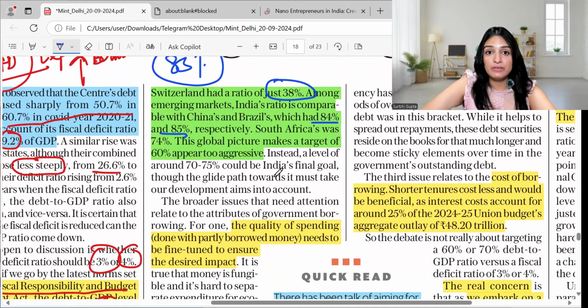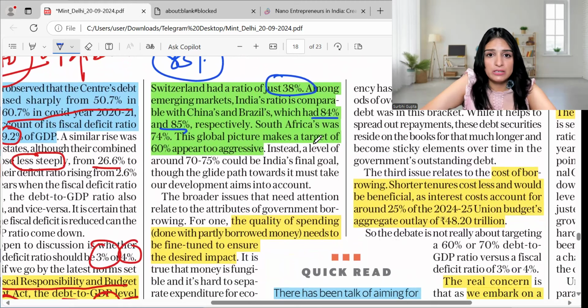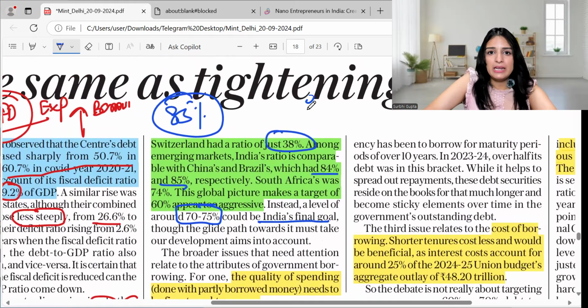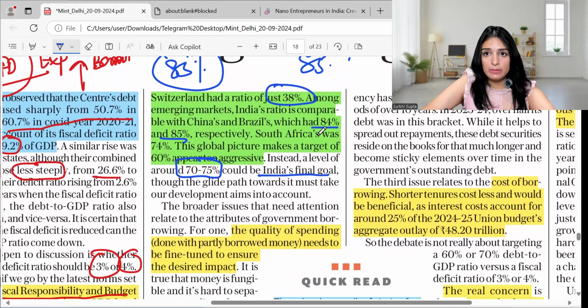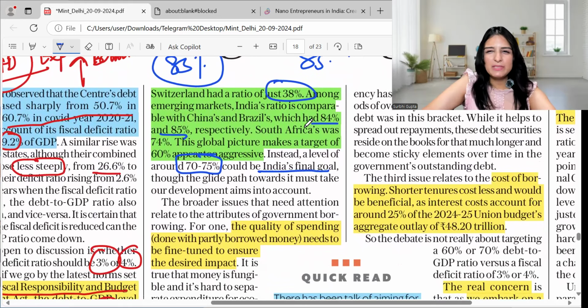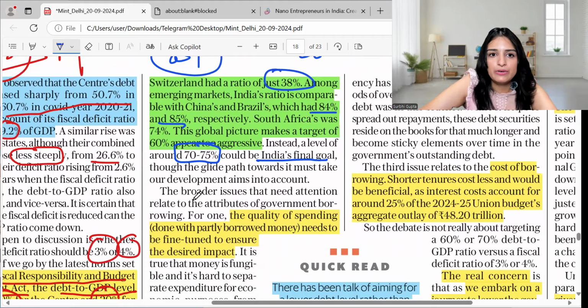It may not be achievable. It sounds too aggressive, ambitious. Instead, a level of around 70 to 75% could be India's final goal. If you're at 85.3%, coming to 70 to 75 seems reasonable. But coming to 60% seems a little aggressive. That's what they're trying to say.